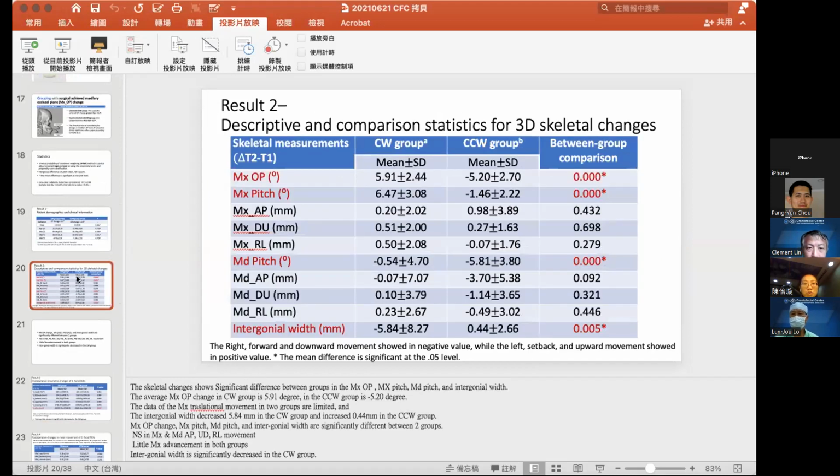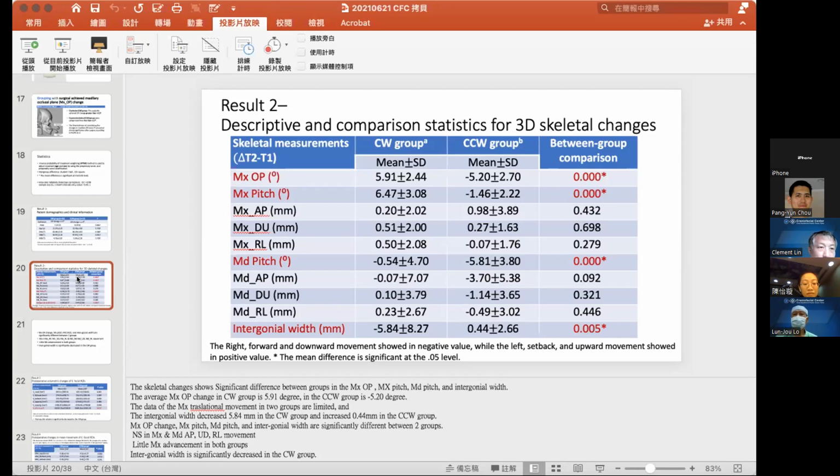Because we used the OGA, I didn't measure the movement of the A point and B point. We wanted to see the whole measurement as the mean movement of the whole maxilla and mandible, and we wanted to reduce the error of the landmark measurements. So I didn't measure the A point or B point movement in the study.